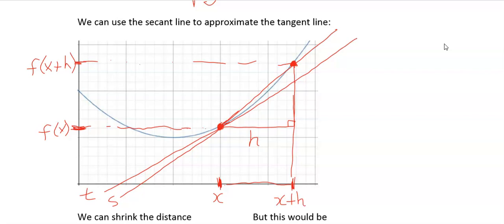Now we know that the run is h, but look, what's that rise going to be? Well, ordinarily you'd say y2 minus y1, wouldn't you? That's what the rise is, y2 minus y1. Well, by golly, here's your y2 right there, and here's your y1.